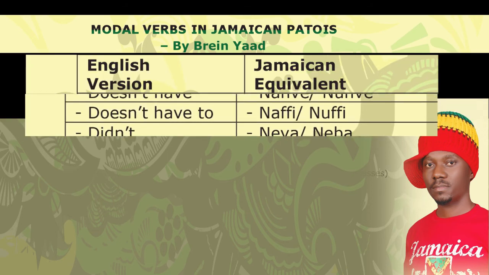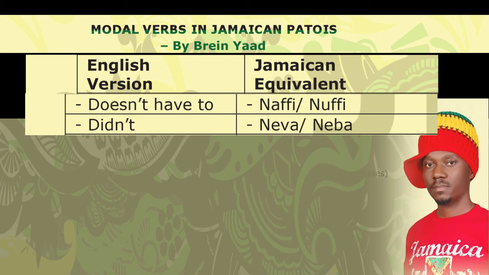Now, we go to modal verb didn't. And didn't is the past tense of don't. How do you say didn't in Jamaican? You say never. And that word never has two meanings in Jamaican.